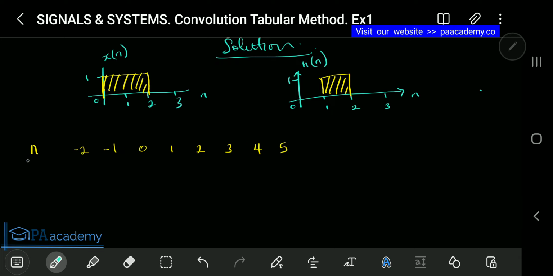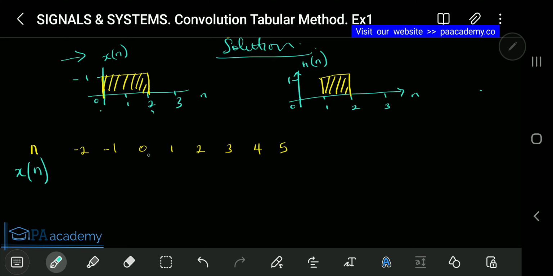Right, so take note, we've done the n. Now for our x of n, we are going to take note of the amplitude of x of n. The amplitude here is 1 from 0 to 2. It could be anything depending on the question, but for this particular question, the rectangle is extended from 0 to 2, and the amplitude is 1. So let's take note of that.